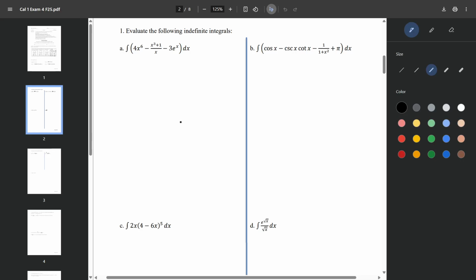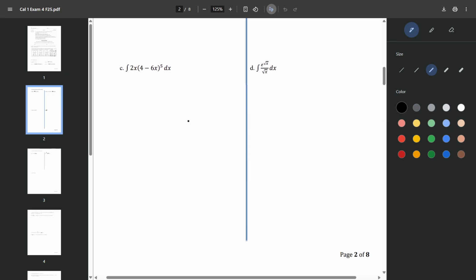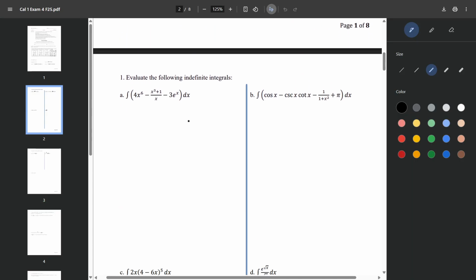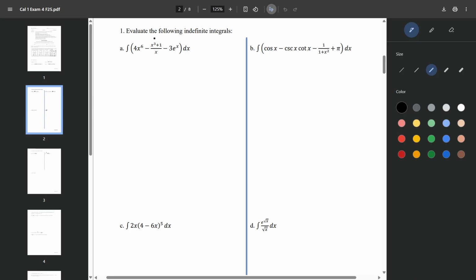Alright, this video is for exam 4, page 2, section 1, and we will be starting right now. So the question asks us to evaluate the following indefinite integrals. Right here at A, we have the integral of 4x to the power 6 minus x to the power of 3 plus 1 over x minus 3e to the x dx.